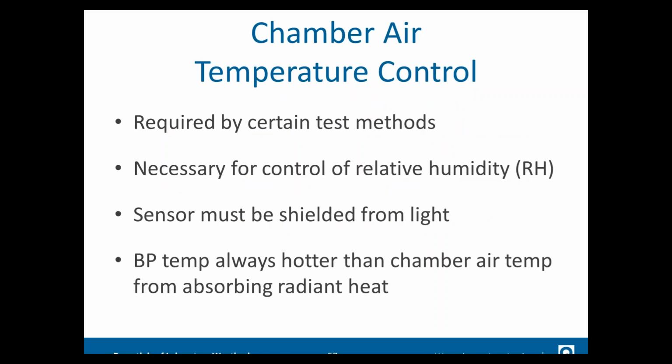Chamber air temperature control is required in certain test methods and primarily used in test methods that require relative humidity, because relative humidity depends on chamber air temperature in order to actually establish how much moisture is in the chamber. To measure chamber air, you have to shield the sensor from light, and in all cases, the black panel should be a higher temperature than the chamber air. If it's not, something is malfunctioning.